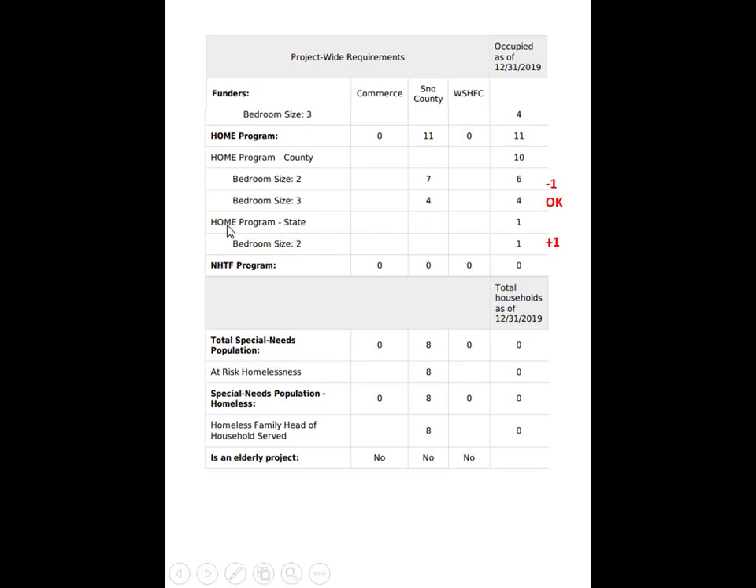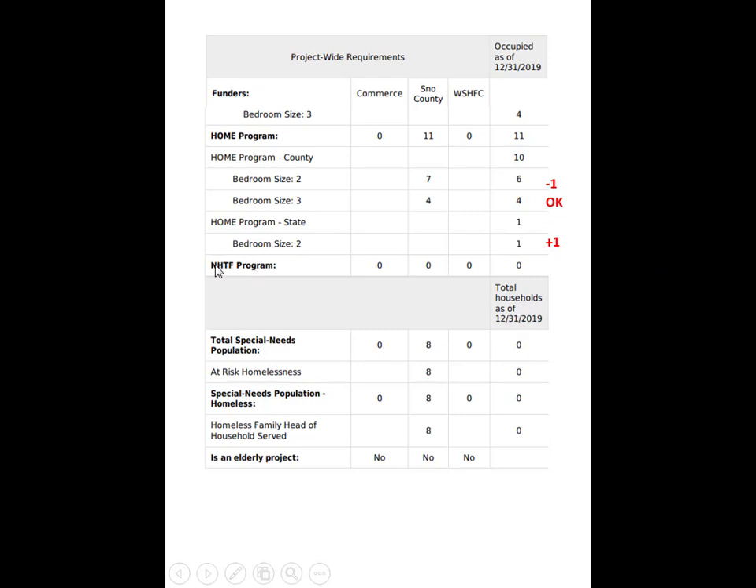However, when we look a little further, we see that they do have some units slated for the HOME program at the state level. State level would be Commerce, and Commerce is not requiring any HOME units. So a fix on this one is to redesignate this unit that was put in as a HOME state unit; it really should be a HOME county unit. And if we move that 1 2-bedroom unit up, the property will then have the 7 units that are required. So this is the kind of thing that looking at the annual summary report will point out to you as far as corrections that need to be made on the Table 1.